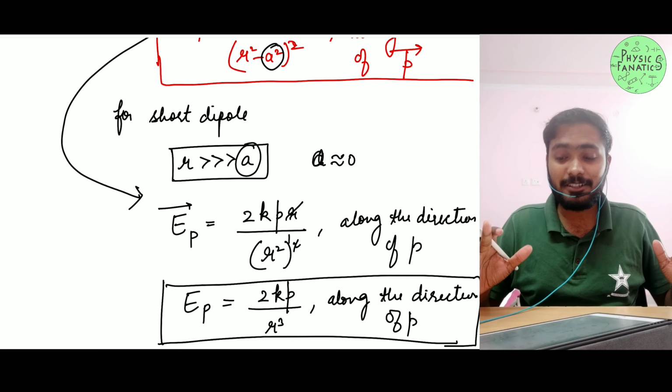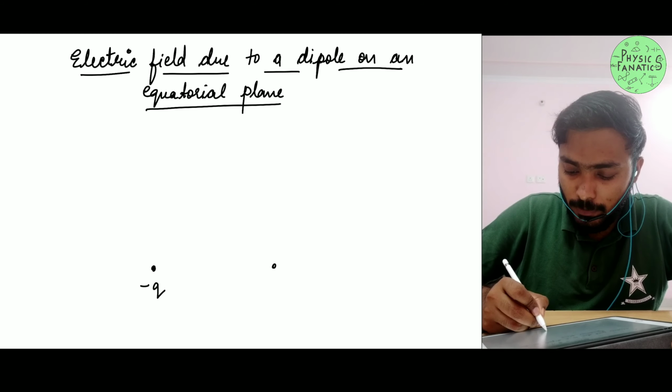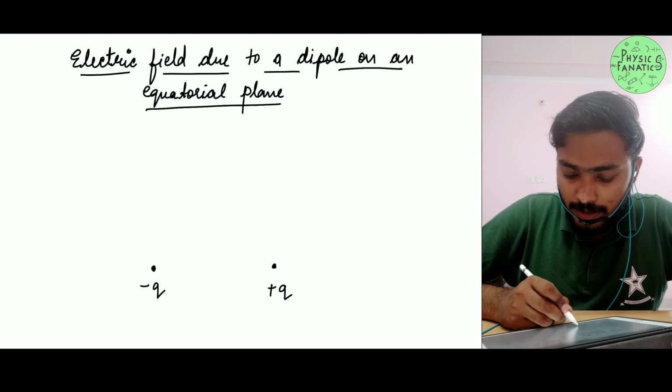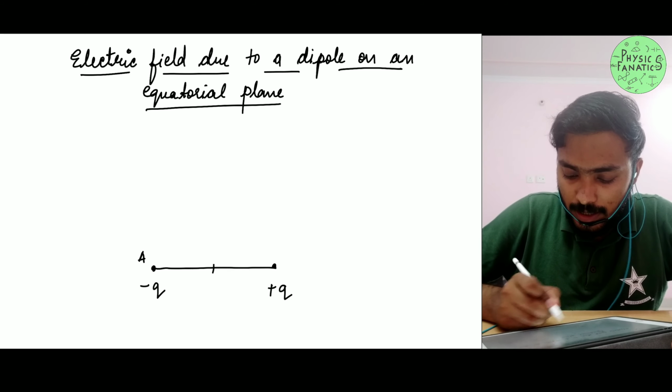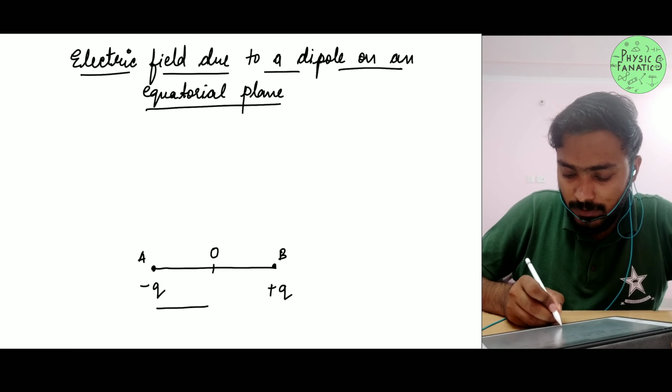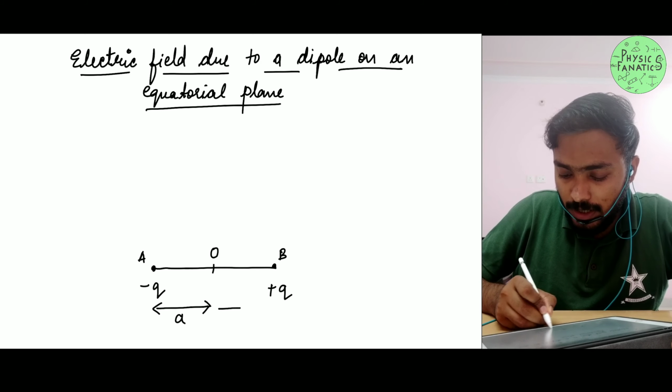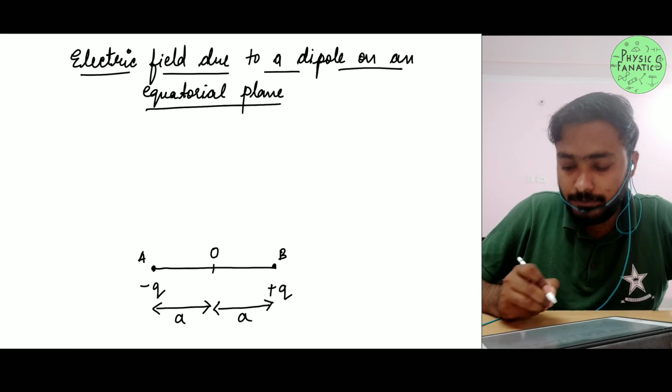The second case is the electric field due to a dipole on an equatorial plane, right? The first thing we have to do is make a dipole. So let's say I have a minus Q charge and a positive Q charge, separated by some distance. Let me call them A and B, and there is a midpoint O, and they are separated by a distance of 2a, divided into a and a, right?